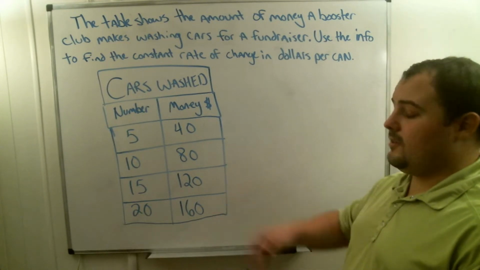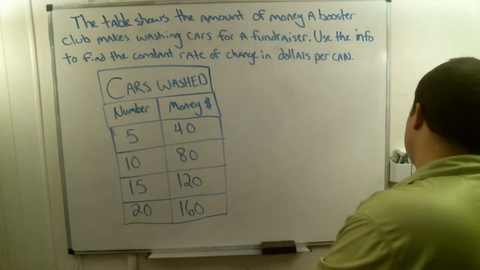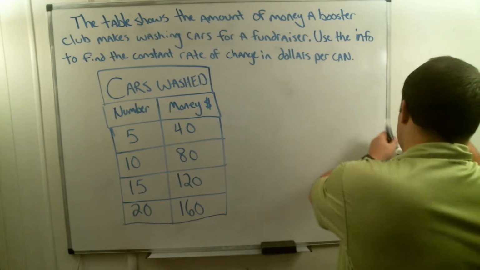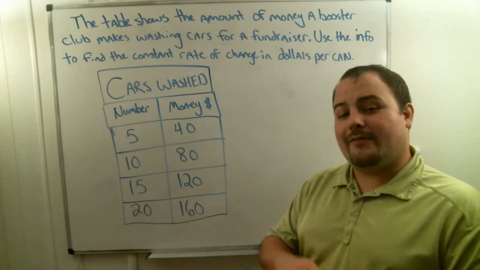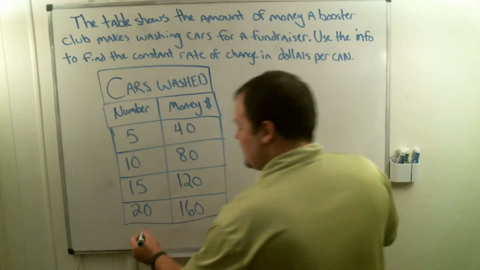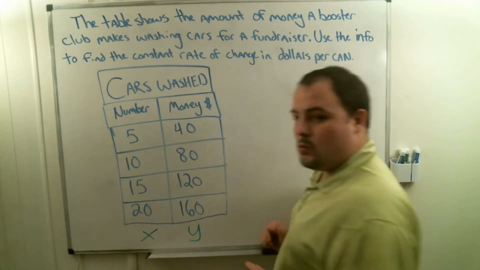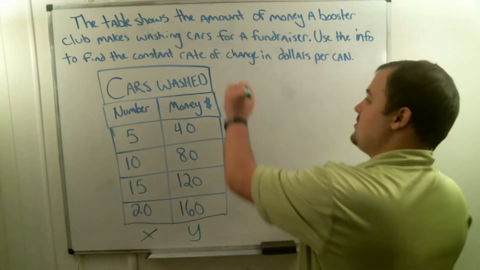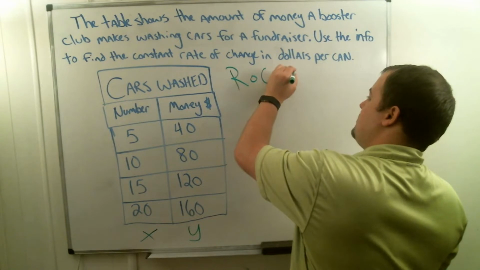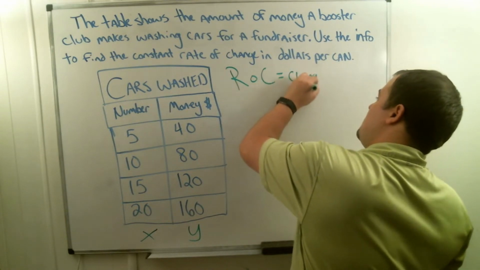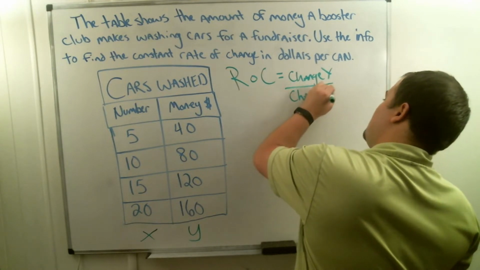So what we have to do is look at this table. First thing we want to do is establish which one is x and which one is y, because the definition of rate of change is the change in y divided by the change in x. Typically, when you have a table, the thing that you see first is considered to be your x value, and the thing you see second is considered to be your y value. Reminder, rate of change, or we're going to call it ROC, is equal to the change in y divided by the change in x.